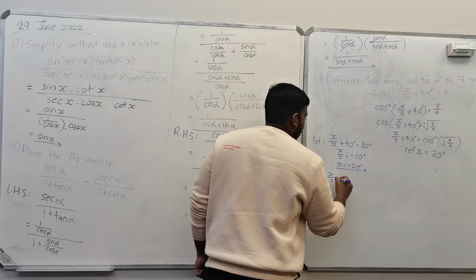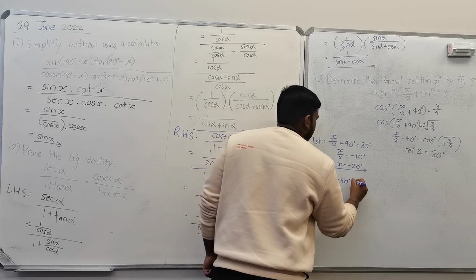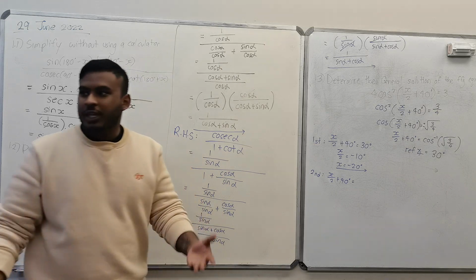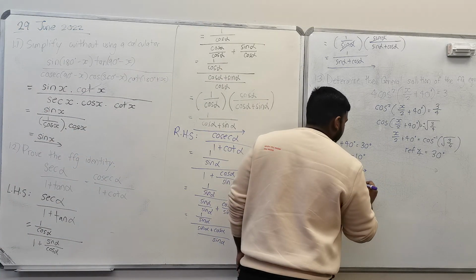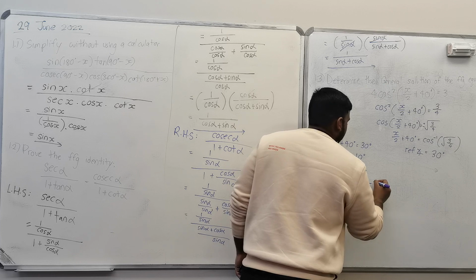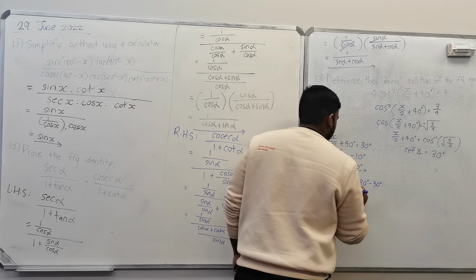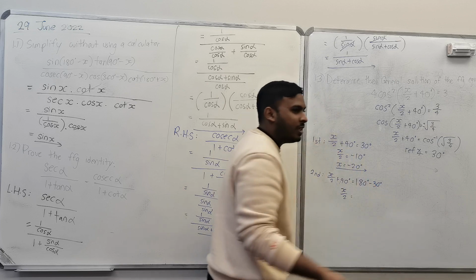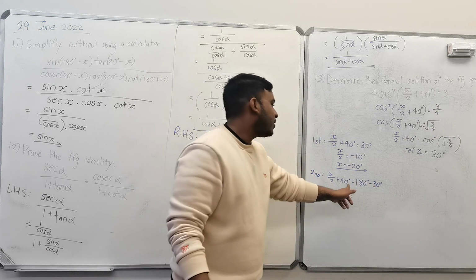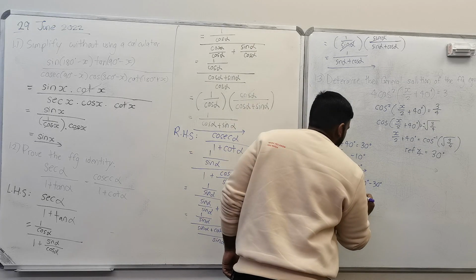Your second quadrant, x over 2 plus 40 degrees is equal to, what's your condition for the second quadrant? 180 minus your reference angle. So this is 180 degrees minus 30 degrees. So x over 2 is equal to 180 minus 30, which is 150, minus 40, 110.